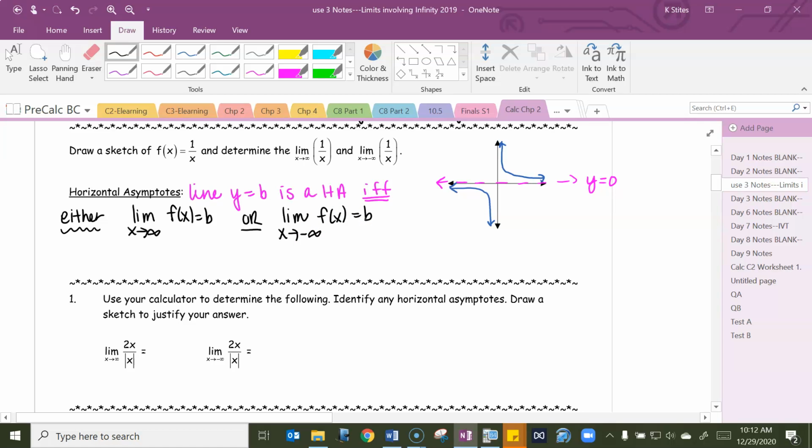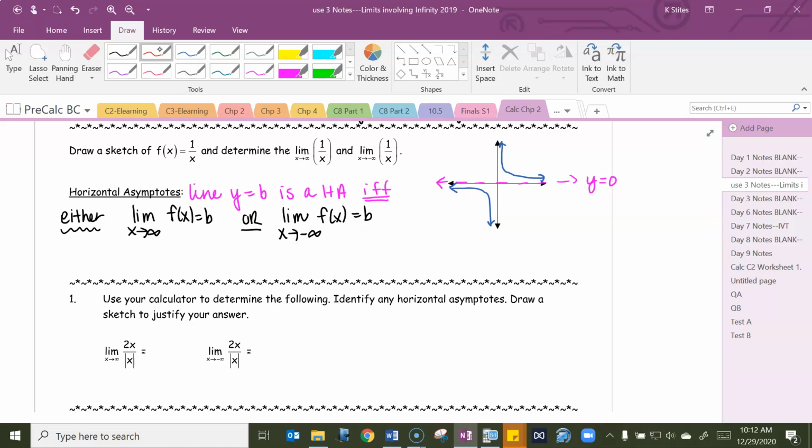What this means is that technically we can have two horizontal asymptotes. If we have the limit as x approaches infinity and the limit as x approaches negative infinity be two different values, we can have two horizontal asymptotes. We cannot have more than that.